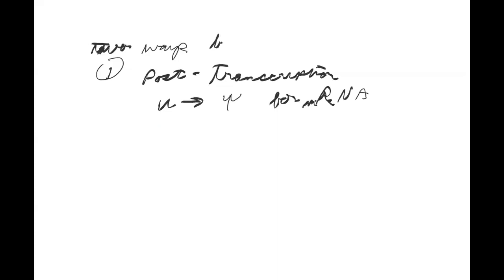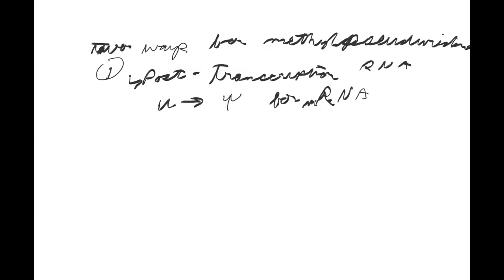So there's two ways for methyl pseudouridine. Okay. So the first way is to do the post-transcription of the RNA. And that basically means uridine to pseudouridine using some PUS, some pseudouridine synthase. Then the next step would be to convert the pseudouridine to methylated pseudouridine.